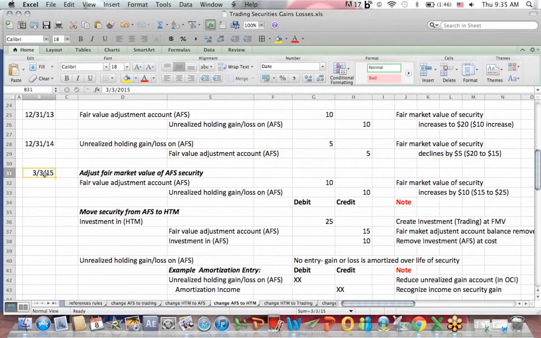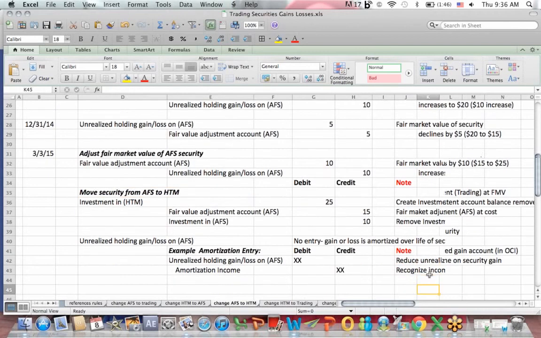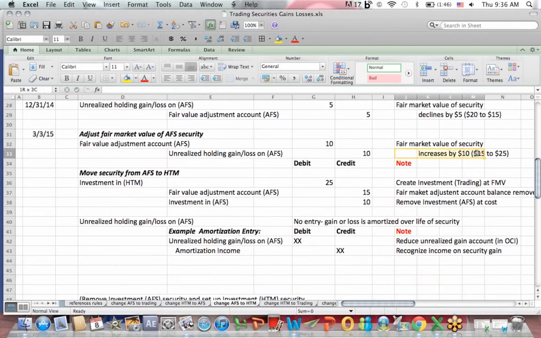Then we get to March 3rd, and we have to do two things. The first thing I always suggest is let's adjust the fair market value of the AFS security before we talk about moving the security and changing the type. In this case, the fair market value of the security is increased by 10, from 15 where it was, back up to 25. We increase the fair value account, debit. We have an unrealized gain, AFS, credit. So now the security is brought up to date and the accounting is updated to March 3rd.